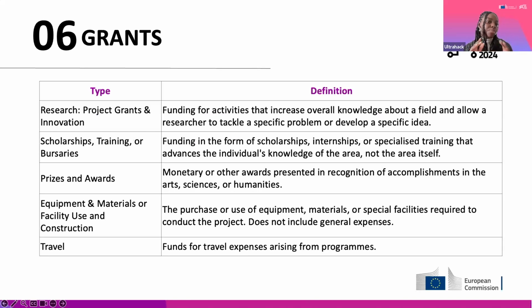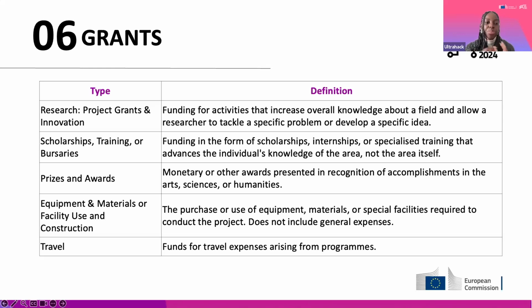When we move to grants, we have different types, and let's go through them along with the definition of what they cover. We have the research type, that is the project grant in innovation, and they are funding for activities that increase overall knowledge about a field and allow a researcher to tackle a specific problem or develop a specific area. We have the scholarships, training, or bursaries, that is funding in the form of scholarship, internship, or special training that advances the individual's knowledge of the area or the field itself.